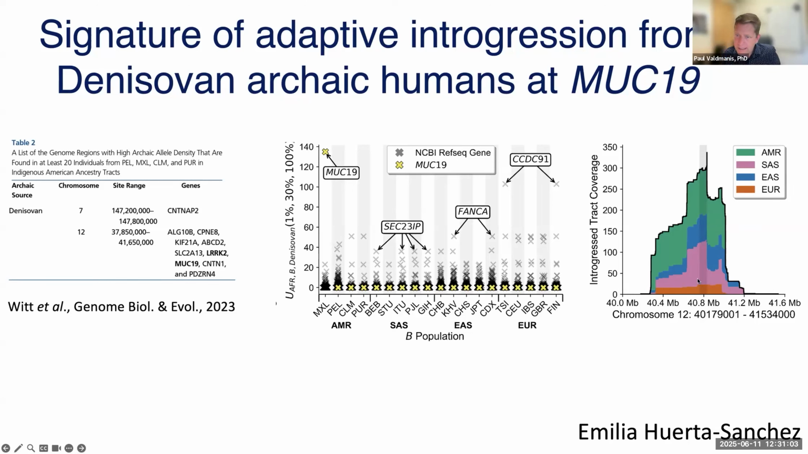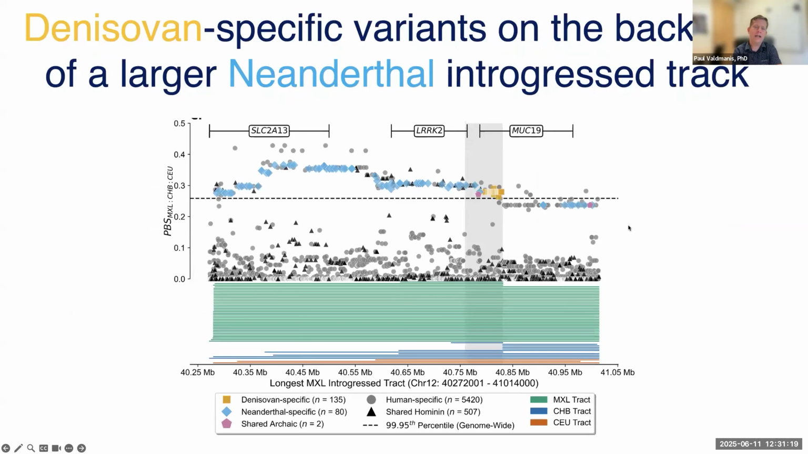And you can overlay introgressed tracks across populations and find the profile of this region on chromosome 12 near the MUC19 locus, where there are high levels of introgression and high levels of Denisovan ancestry. This is almost like a layering of introgression. There are both Denisovan-specific variants at this region overlaid onto a Neanderthal background, suggesting that Denisovan variants hopped onto the Neanderthal allele, which then hopped into the human allele and became highly selected for, with a signature of positive selection in American populations, especially in Mexico.